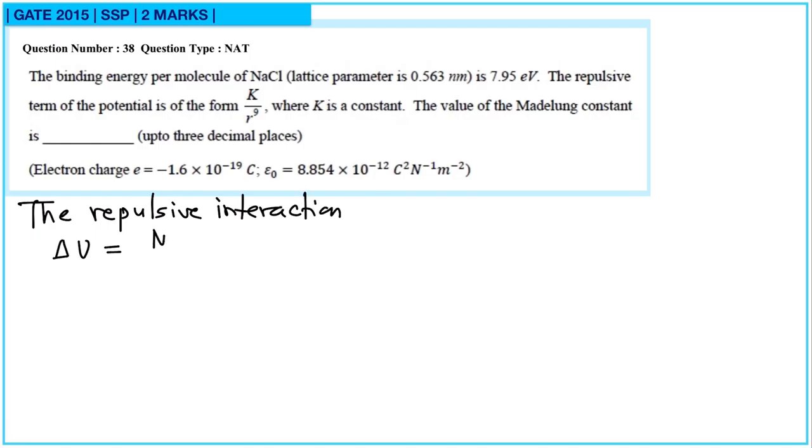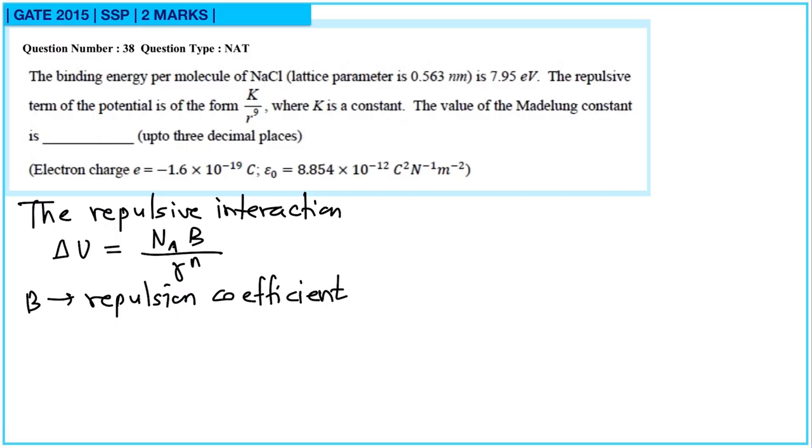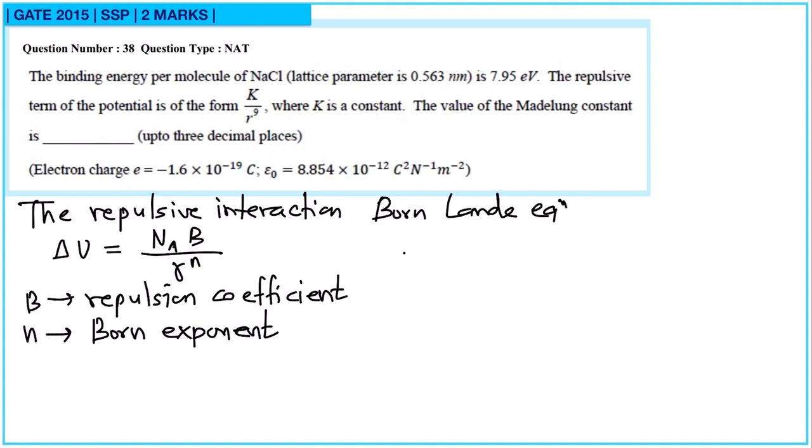So for this repulsive interaction, delta U is equal to Na into B upon r raised to n, where B is the repulsion coefficient and Na is Avogadro's number, and n is the Born exponent, and its value will depend on the material that we are choosing. Now for solving this question, we will use the Born-Landau equation.